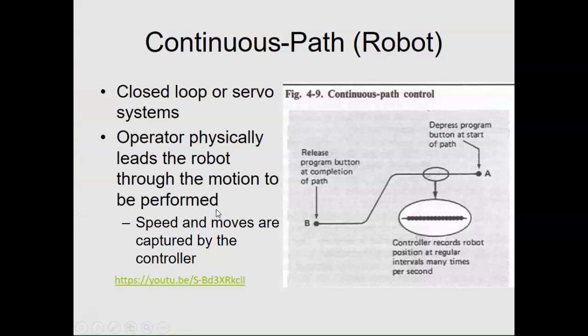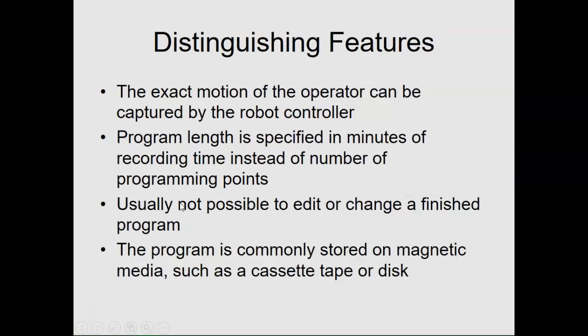So closed loop or servo systems is what we just saw. Distinguishing features is that the exact motion of the operator can be captured by the controller. The program length is specified in minutes of recording time instead of number of programming points, and it's usually not possible to edit or change a finished program. You have to go back and reteach it.